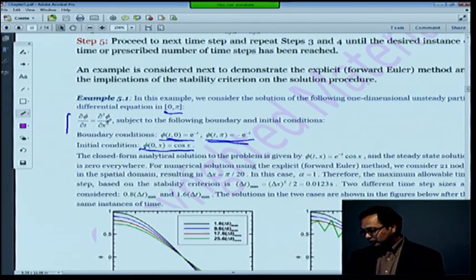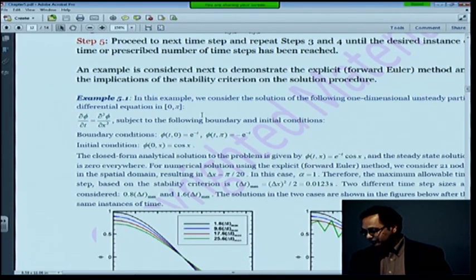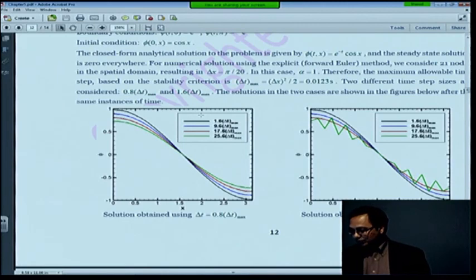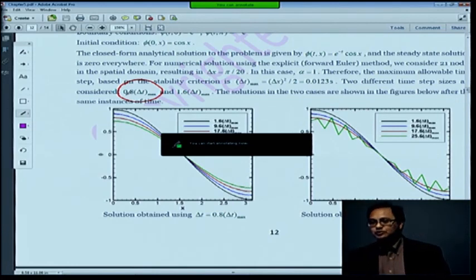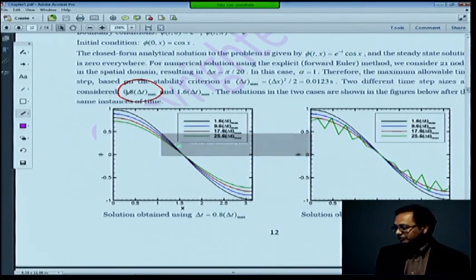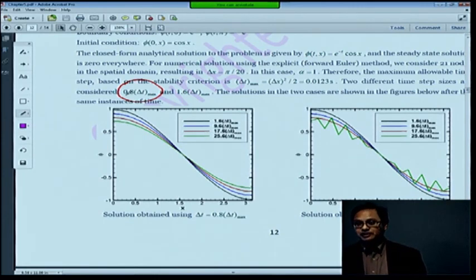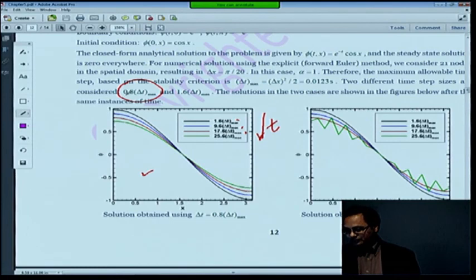And I'm using 21 grid points, 21 nodes. What I've done here is computations using two different time steps. This one uses 0.8 delta t max, so whatever delta t max is prescribed by the stability criterion, this one uses 80% of that. What you see here, going forward in time, is 1.6 delta t max, 9.6 delta t max, and so forth. These are just increasing time this way. And here is what happens to the solution.